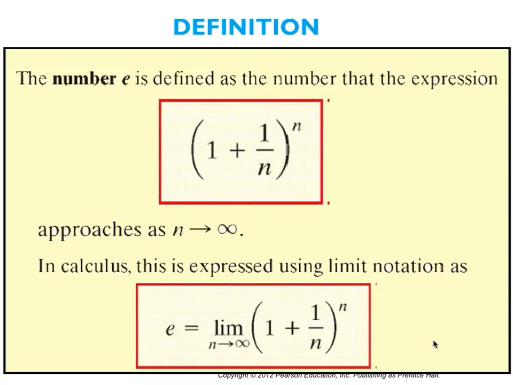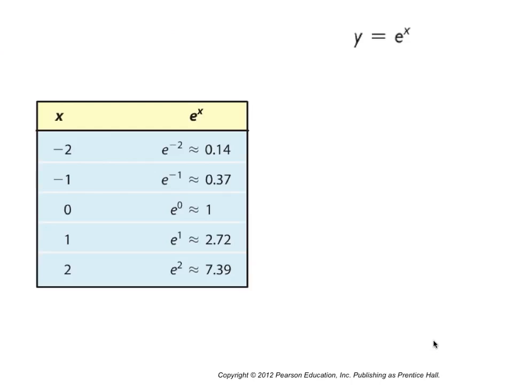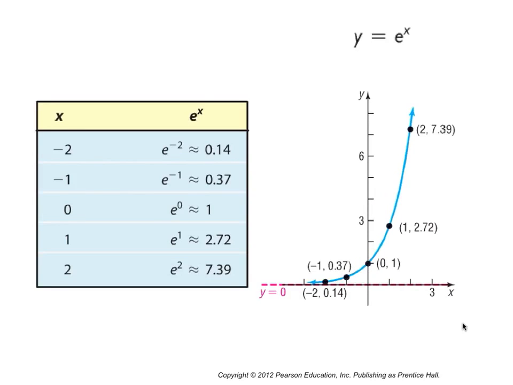Next thing we want to do is define the number e. So the number e is just defined as 1 plus 1 over n to the nth power as n approaches infinity. So in calculus, this is expressed using limit notation: e is going to be the limit as n approaches infinity of 1 plus 1 over n to the n. And it's approximately 2.72, that's the value. So if we want to graph our function y equals e to the x, what we could do is plug in some points.